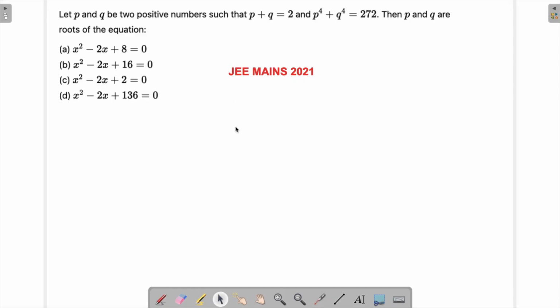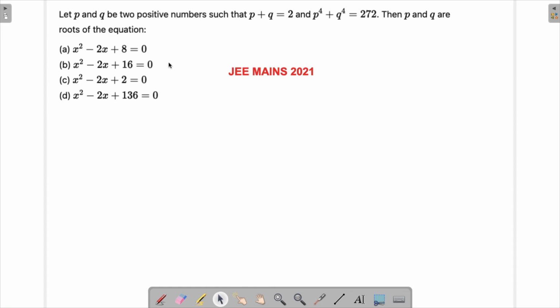Let's solve a problem which appeared in JEE Mains 2021. In this question, we have been given that P and Q are two positive integers such that P plus Q equals 2 and P raised to the power 4 plus Q raised to the power 4 is 272. And then P and Q are the roots of this equation. So we need to find out for which equation P and Q would be the roots.